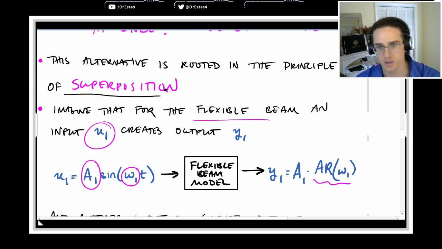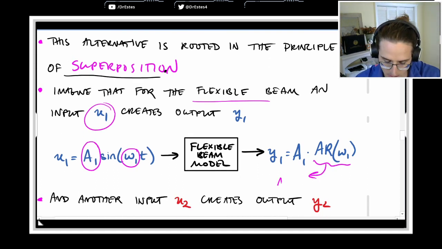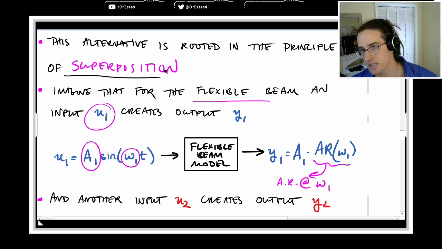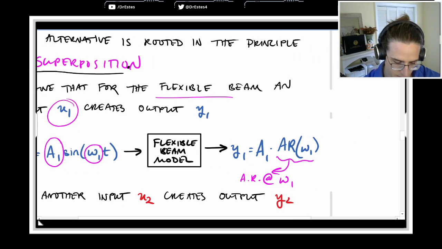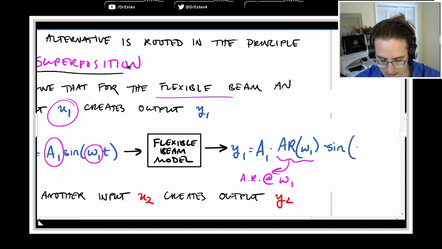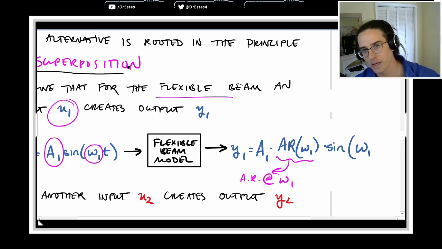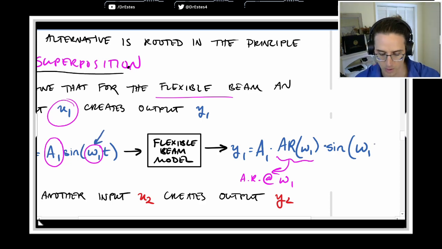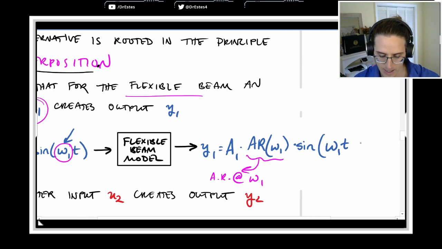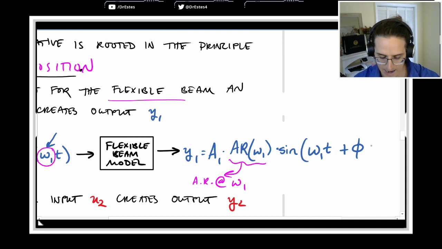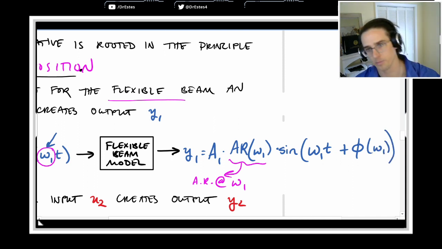So this notation here, I'm not saying the amplitude ratio times omega 1. This is just saying amplitude ratio at omega 1, because the amplitude ratio changes as a function of frequency. Okay, so we're going to have the amplitude change, and then it's going to be multiplied by a sine of the same frequency as the input. So omega 1 is the frequency of the input, so we're going to have omega 1 here, but we're going to have a phase shift, and I'll call this the phase at omega 1. Because remember, the phase changes with frequency.